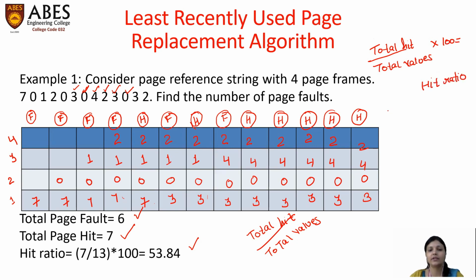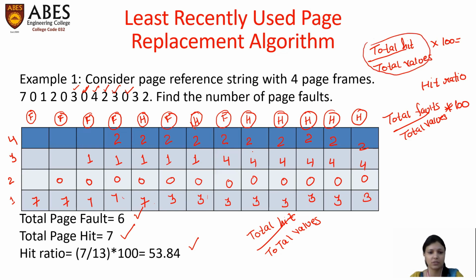If we are asked to calculate the fault ratio, then the formula for fault ratio will be total faults divided by total values into 100. To calculate the hit ratio, the hit ratio is total hit values upon total values into 100. If we do this, the total hits are 7. 7 divided by 13 into 100, we will get 53.84. So this is the least recently used page replacement algorithm.